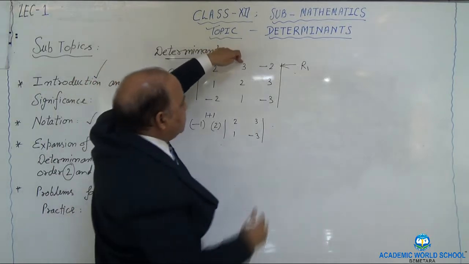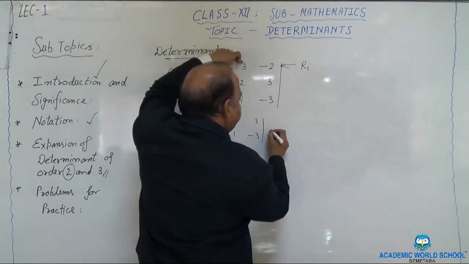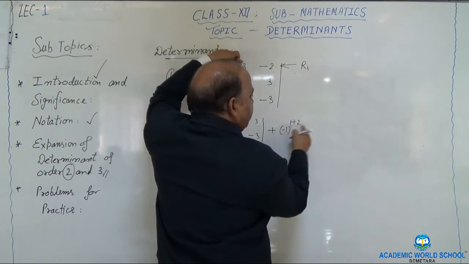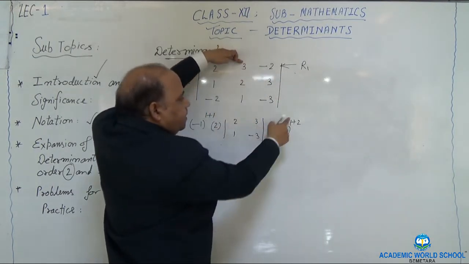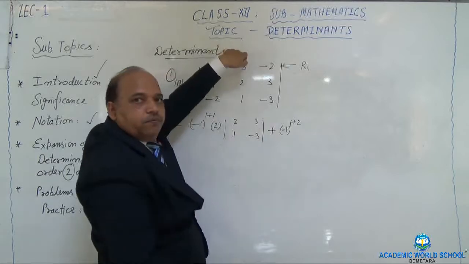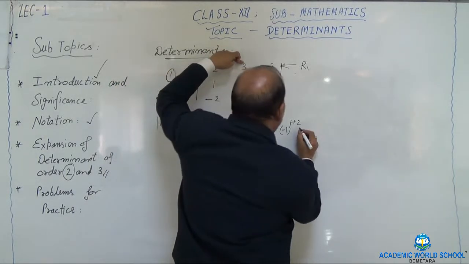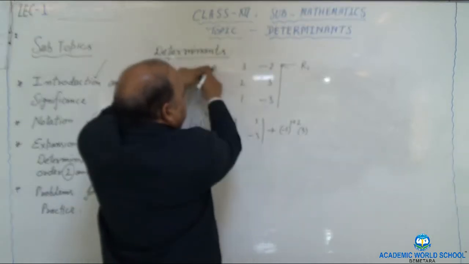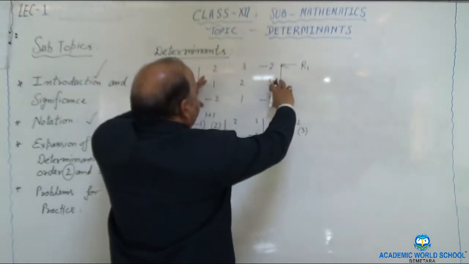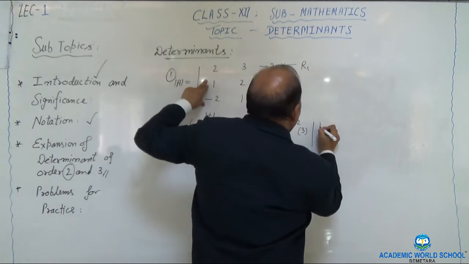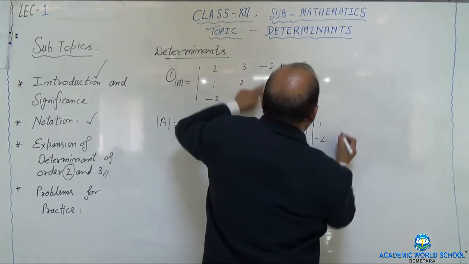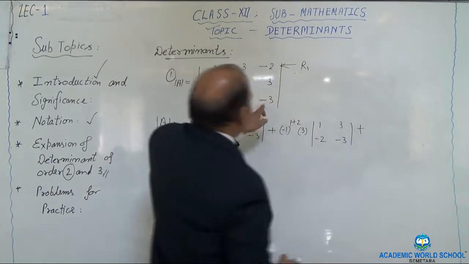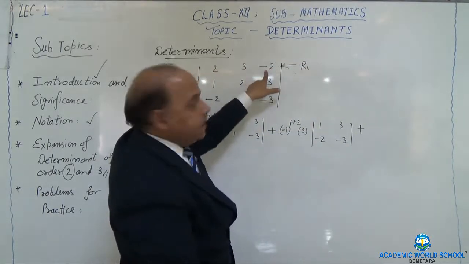Now expand about this 3. So we will say plus minus 1 to the power 1 plus 2. Why 1 plus 2? First row, second column. We have written that element itself. So write down that element itself and then leave this part. If I leave this part, these two things are left. Write down 1, minus 2, 3 and then minus 3. Then plus, now we are expanding about this last one.